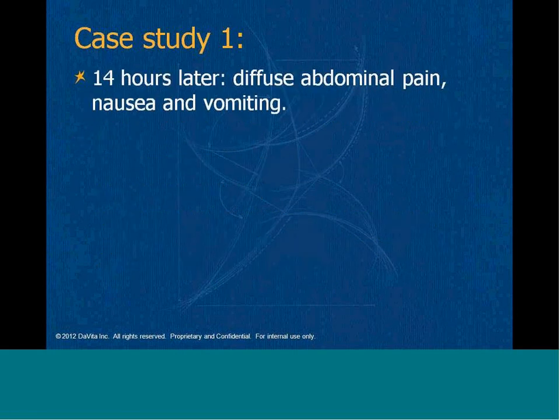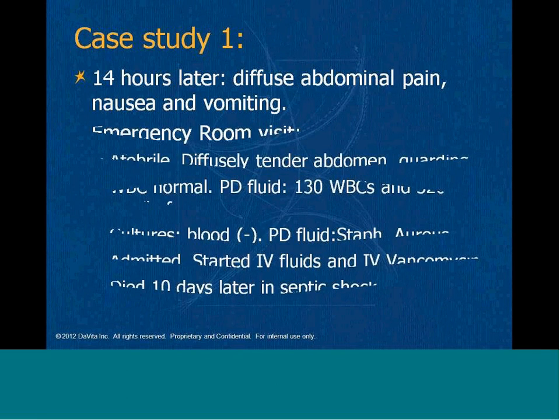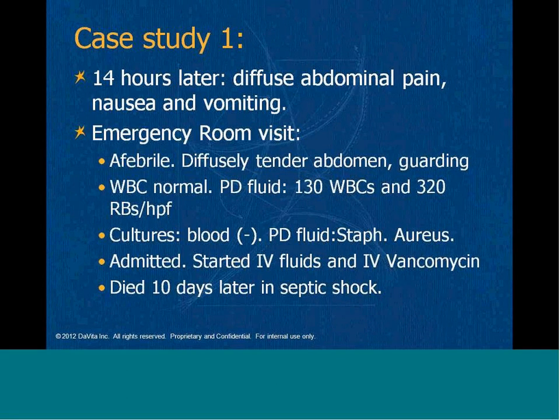Four days later, he had diffuse abdominal pain, nausea, and vomiting. He went to the emergency room. He didn't have a fever, but he had a diffusely tender abdomen. He had guarding. The blood cell count was normal. The peritoneal fluid had 130 white cells and 320 red cells. Cultures were negative in blood, but the peritoneal dialysis fluid culture grew Staphylococcus aureus. He was admitted and started on intravenous fluids and vancomycin, and after 10 days, he died of septic shock.